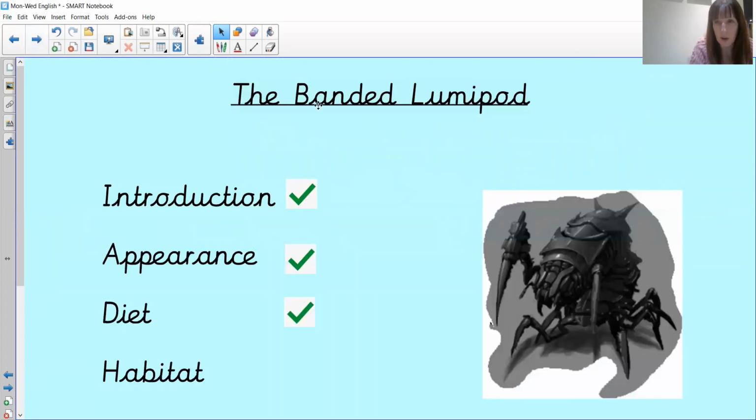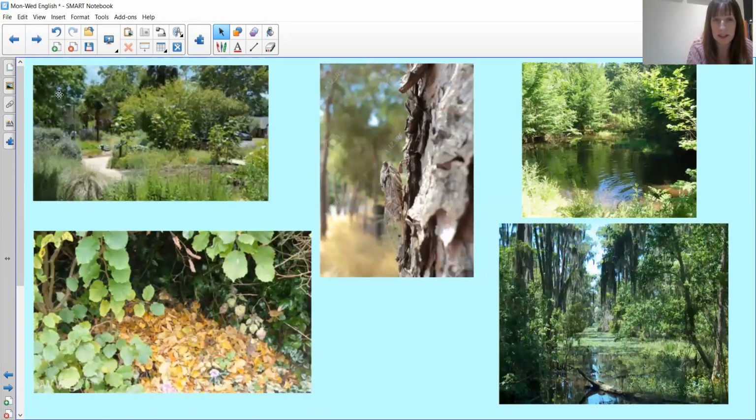So if we recap what we've done so far, we've done our introduction, we've written about our creature's appearance, we've done their diet. Today we're going to be thinking about their habitat, so where they live. I've got some pictures here of different habitats. So we've got the grass and the trees, leaves, bark on trees, water, we've got a swamp, and of course there's the pictures from Pandora itself that you could use for inspiration.